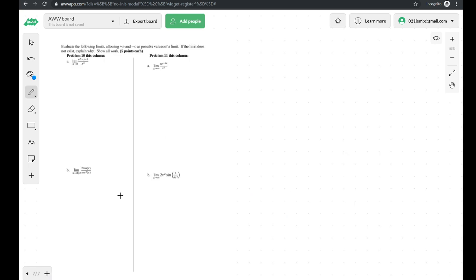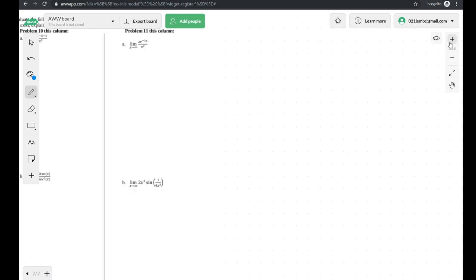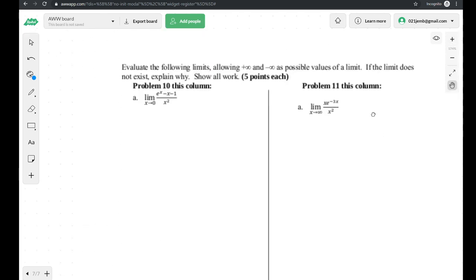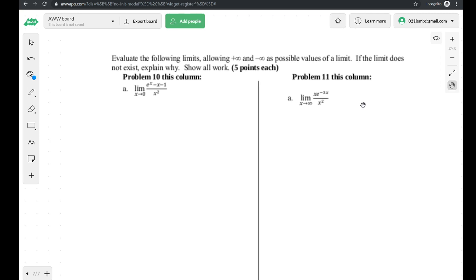Now for the next problem, we have limits, very nice limits. Evaluate the following limits, allowing positive infinity and negative infinity as possible values for a limit. If the limit does not exist, explain why. Show all work, 5 points each.